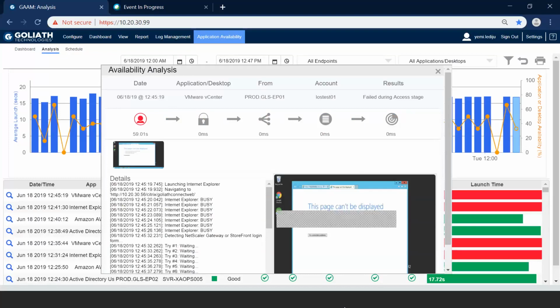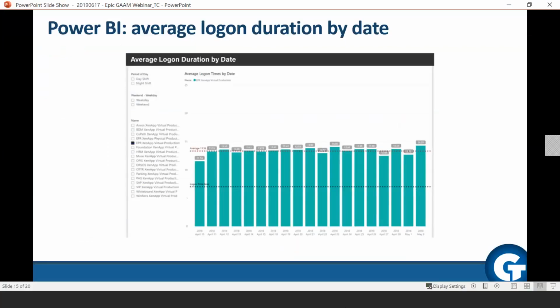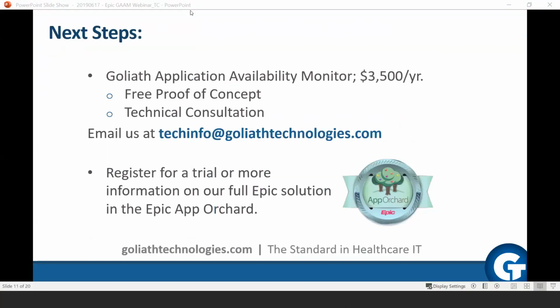Can you identify the root cause of a logon duration issue with this technology? The answer to that is yes, you can. You simply go into the session display. It's further into the product, and you can show the logon duration for any particular session. Again, you can also run historical reports and things of that nature.